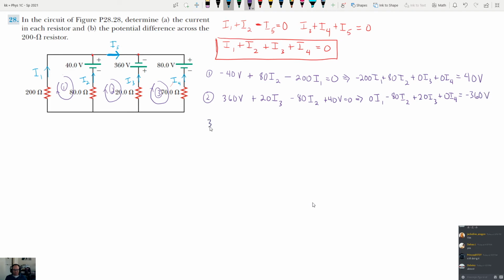All right, and then loop 3. Let's make these over here a different color, because it just looks weird seeing all that purple in a line like that.